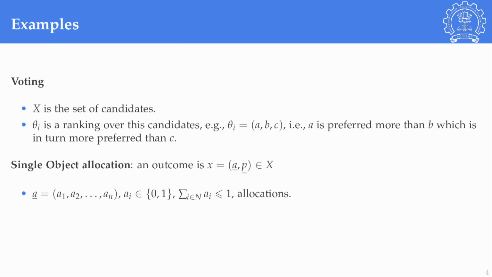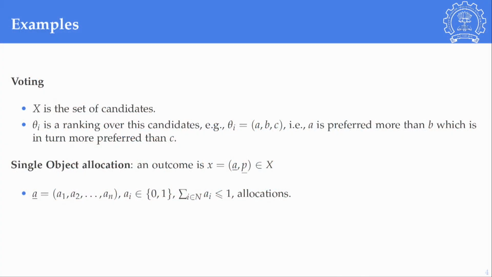Yes. Capital theta i in the example of voting. Suppose there are m candidates in the election, the capital theta i will be all m factorial possibilities if we are assuming strict preferences.